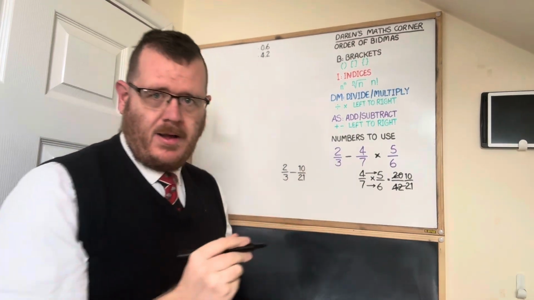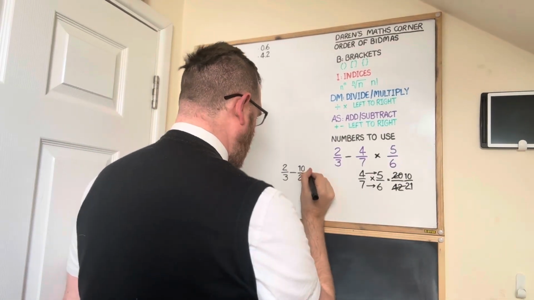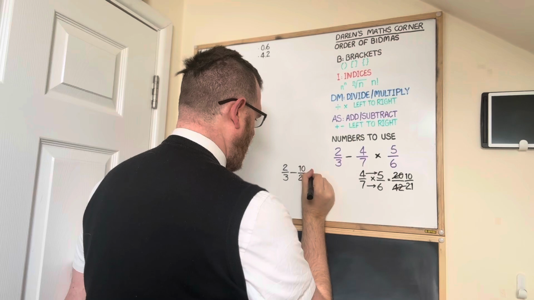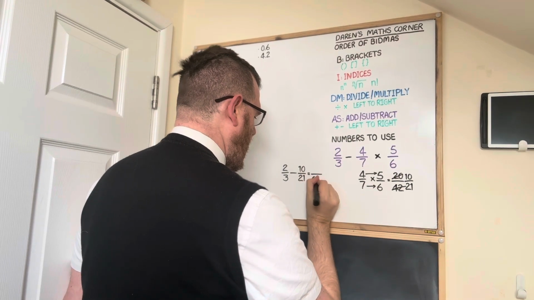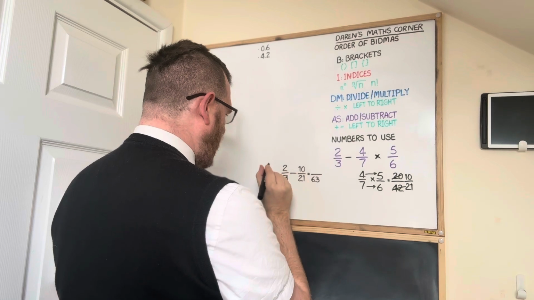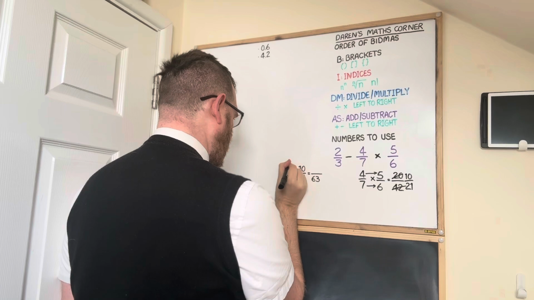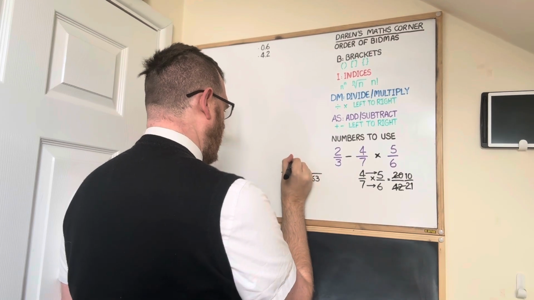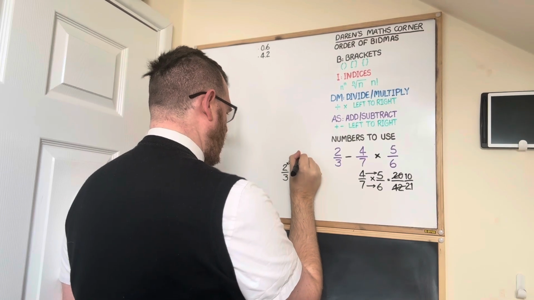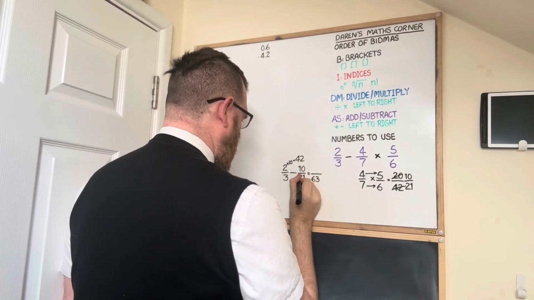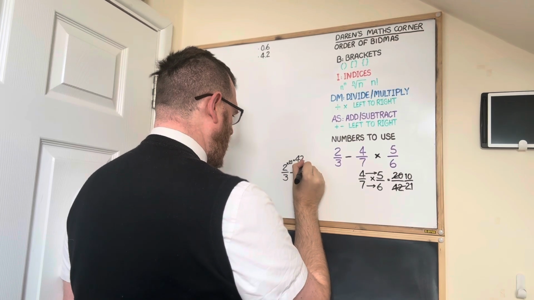Now remember, what you do at this point is you multiply those together, and then you do the following. You multiply that by 21, and then you multiply this bit by 3.